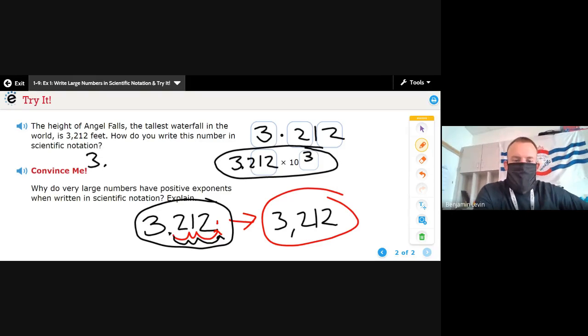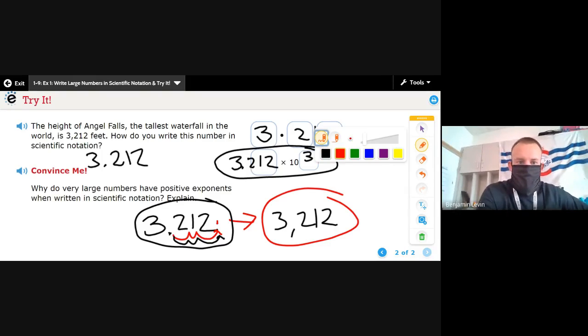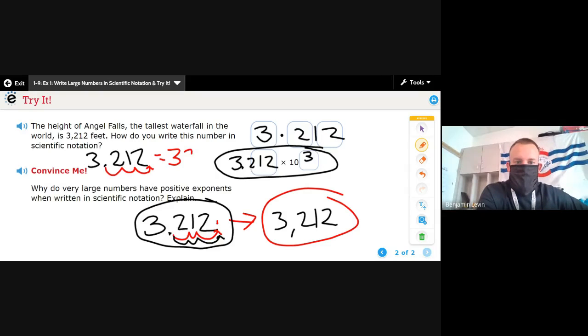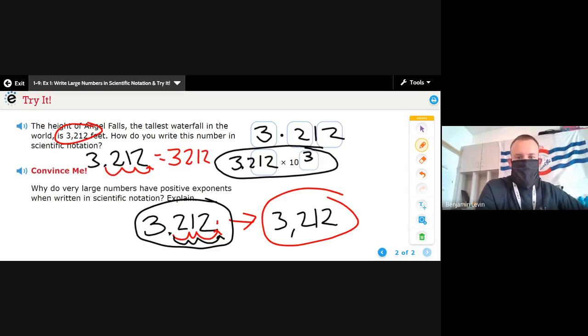Anytime you see a times 10 to the third or times 10 to the positive exponent, we know we're moving the decimal to the right 3 places. 1, 2, 3. So that would give us 3,212, which is our original number, right? So that's how we're doing this. That's how that's done. All you're doing when you see times 10 to the something is moving the decimal place. Positives, you're moving the decimal right. Negatives, you're moving the decimal left.